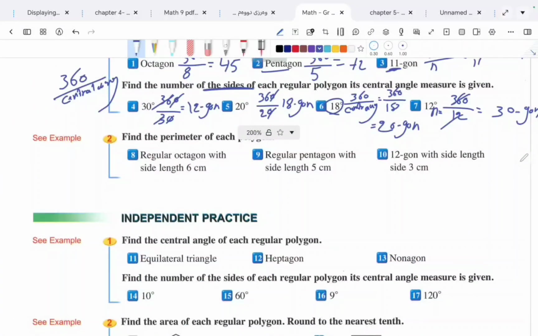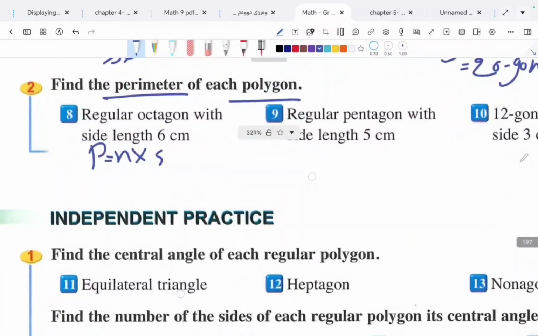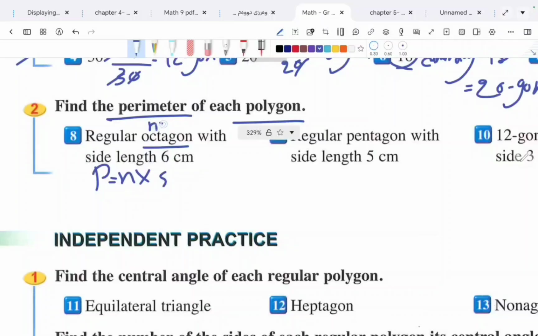Then questions 8, 9 and 10, they ask for what? Find the perimeter of each polygon. How to find the perimeter of each polygon? What's the rule of perimeter? It equals n times s. Regular octagon. So n equals what? 8. S equals what? Equals 6. So 8 times 6 equals 48 centimeters.